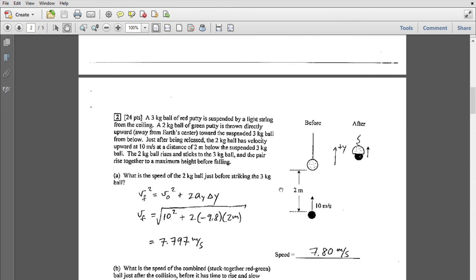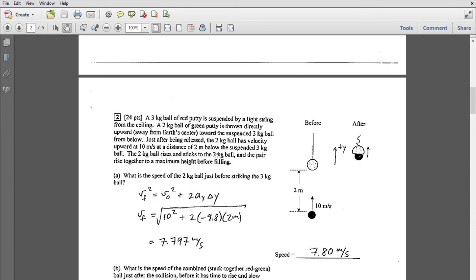Problem 2. A 3 kilogram ball of red putty is suspended by a light string, so you can't see the colors on here, but here's the red putty just hanging from a light string from the ceiling. A 2 kilogram ball of green putty is thrown directly upward away from Earth's center toward the suspended 3 kilogram ball from below. Just after being released, the 2 kilogram ball has a velocity upward of 10 meters per second at a distance of 2 meters below the suspended ball.